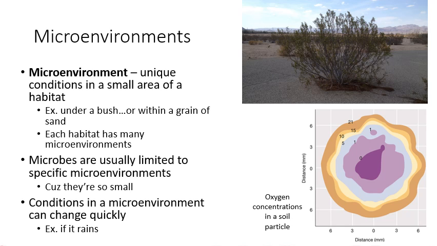Things in a microenvironment can change very quickly. So for instance, you might think about if something happened to split this grain of sand in half, all of a sudden this anoxic zone in the middle is not anoxic anymore. It's got plenty of oxygen there, 21% oxygen if the split goes right through it. All your anaerobes are going to die, and your aerobes will move in and colonize the new area. If you're talking about a bush, if it rains, suddenly the conditions under that bush are very different than they used to be.